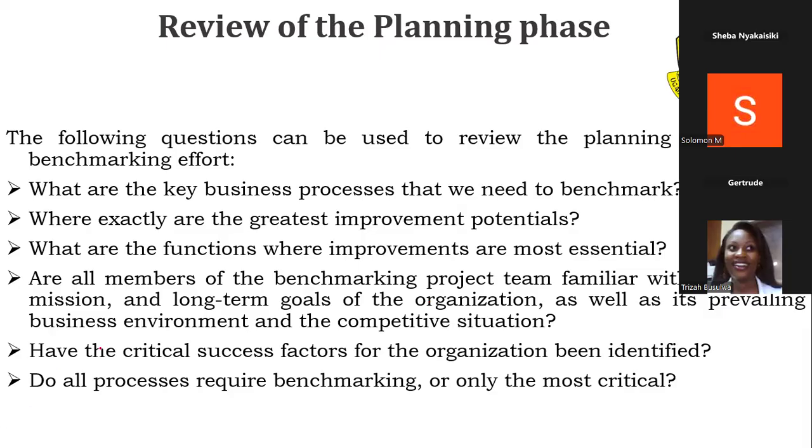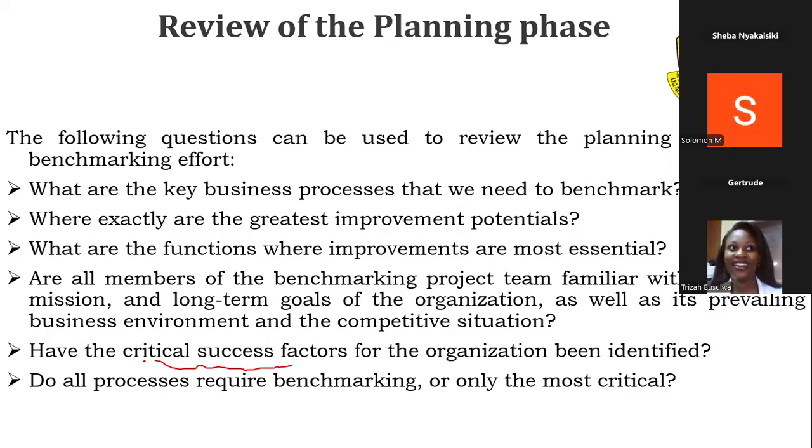Are all members of the benchmarking team familiar with the mission and long-term goals? That if we improve this process, it basically helps the organizational goals, the overall organizational goals and mission. Have the critical success factors for the organization been identified? The critical success factors essentially help us to evaluate later on, to see if our benchmarking process and eventually the design and selection process have made progress, if there's been any success to our project.